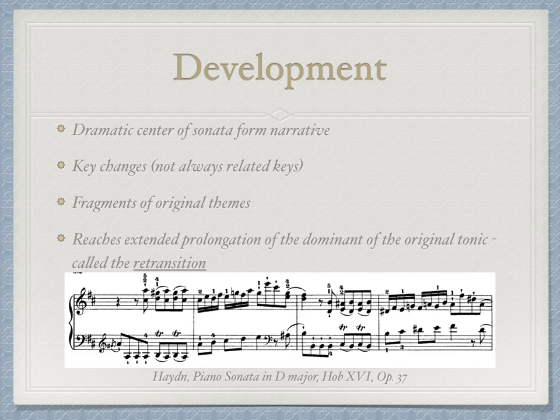Finally, when the drama cools down, the development section reaches an extended prolongation on the dominant of the original tonic, and we call this a retransition. In the Haydn example, we would expect this to fixate on A major, which is the dominant of our original D major key. Listen to a little bit of Haydn's developmental section.